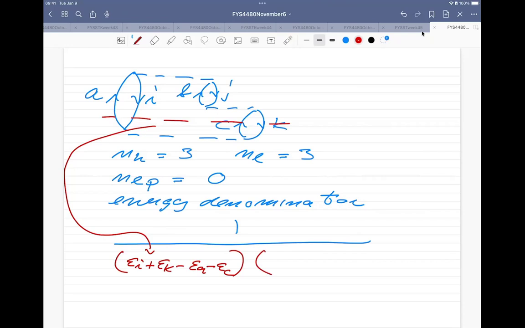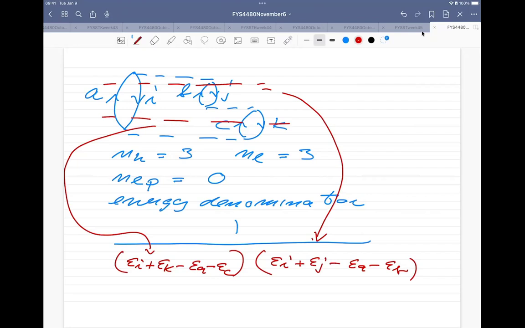Then we take the next one, which is this intermediate state, and then we would have an epsilon I plus an epsilon J minus an epsilon A minus an epsilon B. That is the energy denominator here. Then we have the energy denominators, number of loops, equivalent pairs, number of hole states. And the next thing we do now is simply to sum over all the intermediate states.